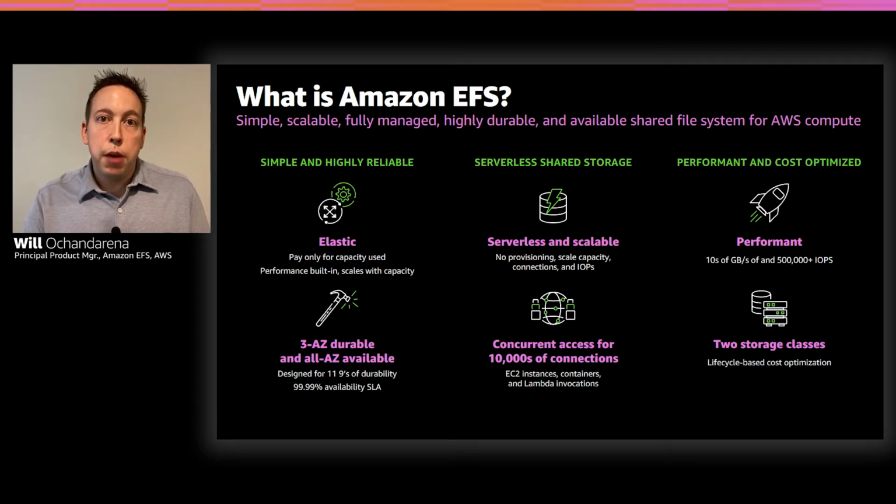It's scalable. It's scalable to petabytes of data in a file system. It's scalable to tens of thousands of connections per file system, gigabytes per second of throughput, and hundreds of thousands of IOPS. Last, it's cost optimized. It's cost optimized because there are 2 classes of service. One is EFS Standard, which is for frequently accessed data. The other is called EFS Infrequent Access, and it's 92% lower cost for data that you aren't frequently accessing. We have lifecycle management that moves data automatically from one class to the other and helps you optimize your overall storage costs.